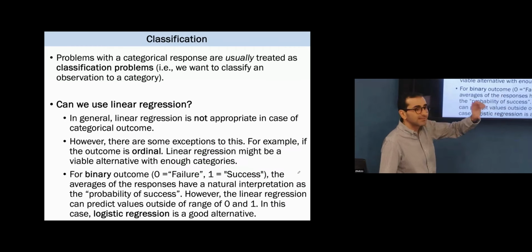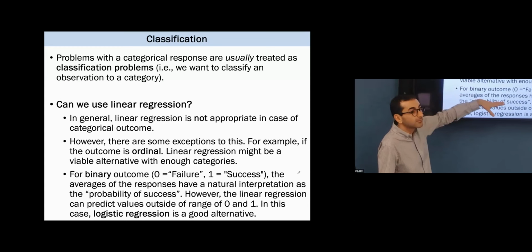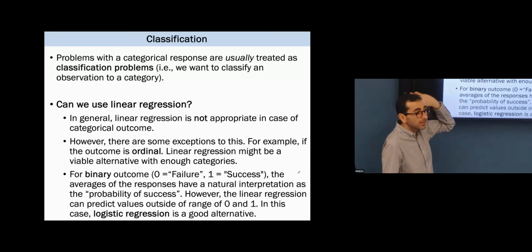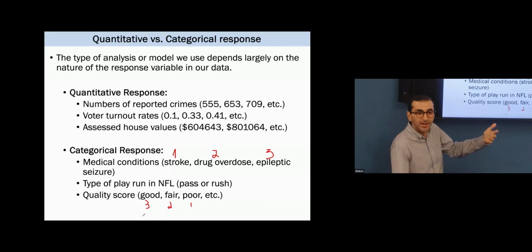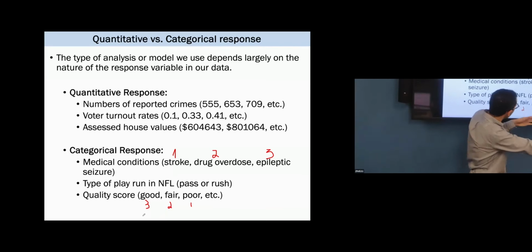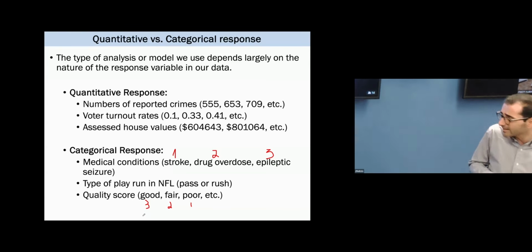Now, there are some exceptions where linear regression may be applied. For example, if the outcome is ordinal, let's say if there is a natural order in the categories of the response, and there are enough categories, then yes, maybe you can apply it. So let's say here, if I'm talking about the quality score, it's good, fair, poor. Maybe I'm going to start with 1, 2, 3. Now there is a logical order between the categories. You start from the worst to the best, let's say poor, fair, good. In this case, it may make more sense to apply linear regression.